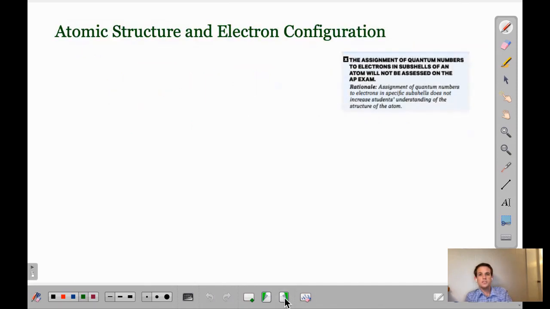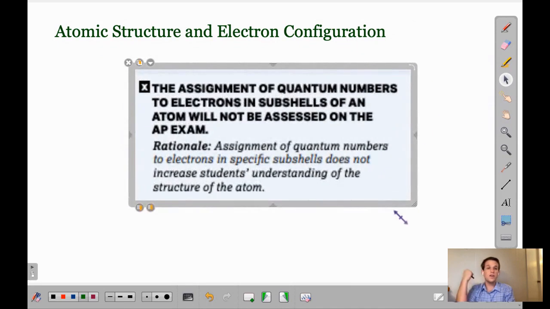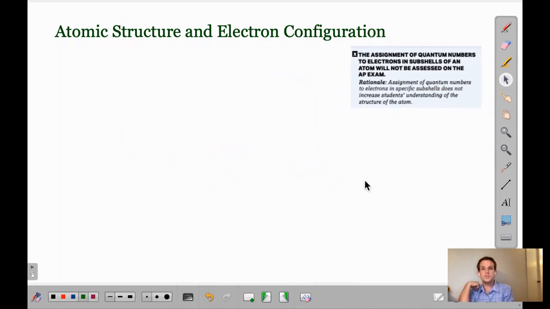Let's move on to the next topic, which is atomic structure and electron configuration. This is a hot topic. There is a little exclusion statement that comes with this topic in the College Board materials, and it says that the assignment of quantum numbers to electrons in subshells of an atom will not be assessed on the AP exam. So good news, they are not going to ask you about quantum numbers. If you don't know what that means, great, you didn't waste your time learning it. If you do, you might say it wasn't even that hard. Well, it's not that bad, but for some students it really is troublesome, and it doesn't help you understand chemistry at the level they're trying to teach in AP Chem. So we're not going to worry about that.